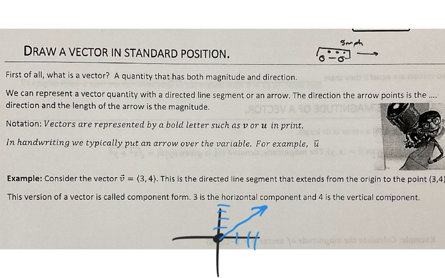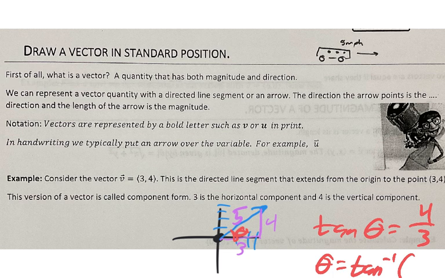Well, I went right 3. I went up 4. What do you guys think the magnitude is? 5. It's the distance of that vector. It's a 3, 4, 5. How could I find the direction? Direction is just this theta. Well, tangent of that theta is 4 over 3, which means theta is the inverse tangent of 4 over 3.